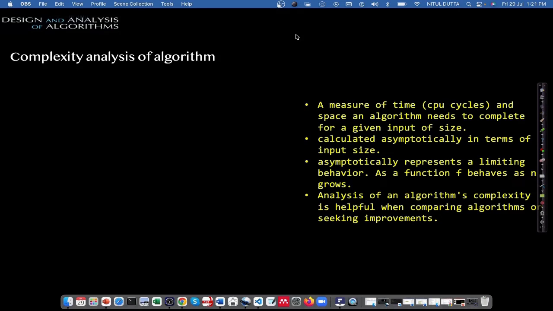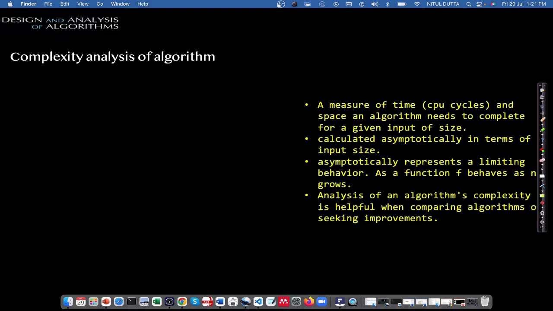In this video, we want to discuss the complexity analysis of algorithms. Once we design an algorithm, the next step is to analyze it to see whether it will be an effective algorithm in order to transform it to a program or not. So in order to analyze that algorithm, we need to analyze the complexity.